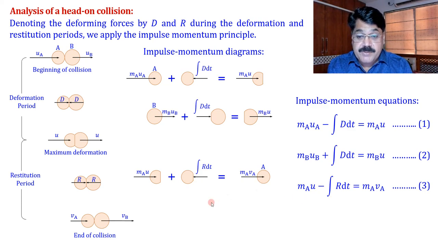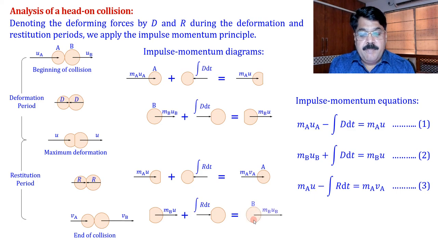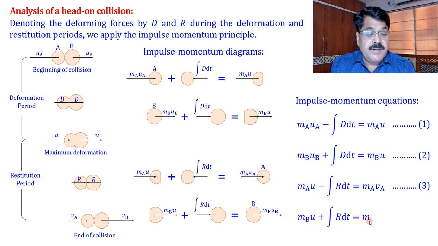Similarly, we can draw the impulse momentum diagram of body B. See here, for body B, the initial momentum in the restitution period is MBU, the impulse of this force R is towards right, and the final momentum is MBVB. So the impulse momentum diagram is MBU, initial momentum, and the impulse of R is towards right. So integral of R dt is equal to MBVB. Here please write VB, so there is a typing error. So now we can write the equation: MBU plus integral of R dt is equal to MBVB. So these are the 4 equations.